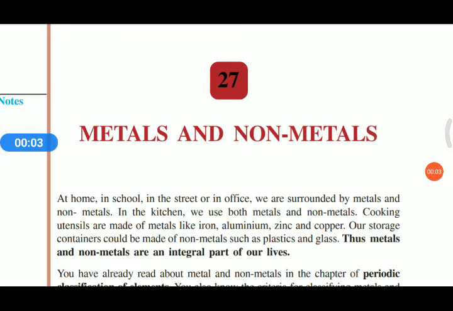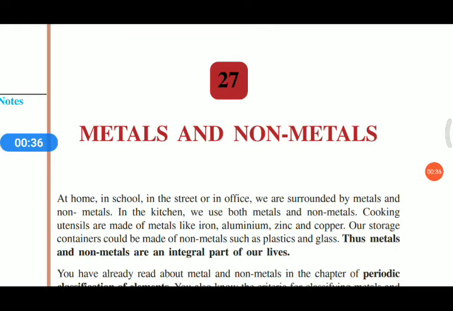Today we are going to start our new chapter, metals and non-metals. You already studied these metals and non-metals in your previous class. We are going to discuss deeply about these two and their uses. In our everyday life, metals and non-metals are very important.